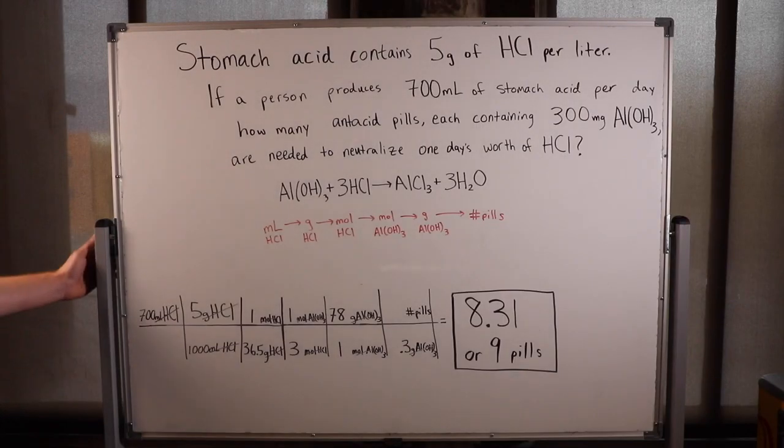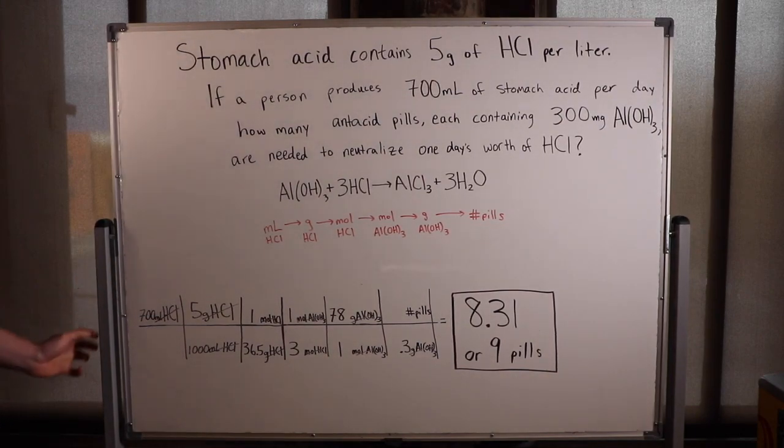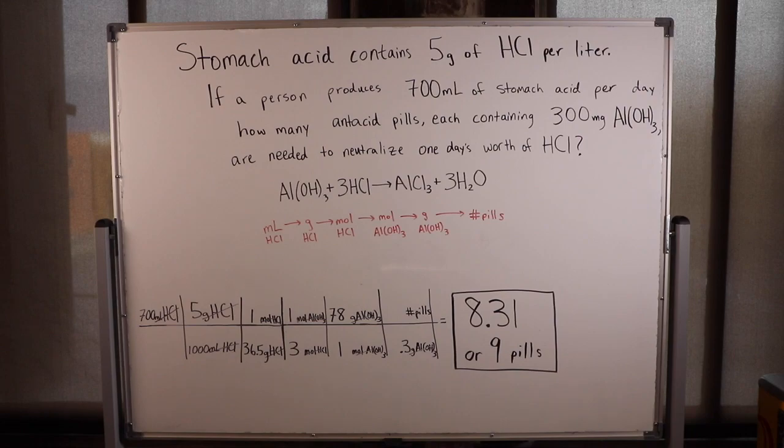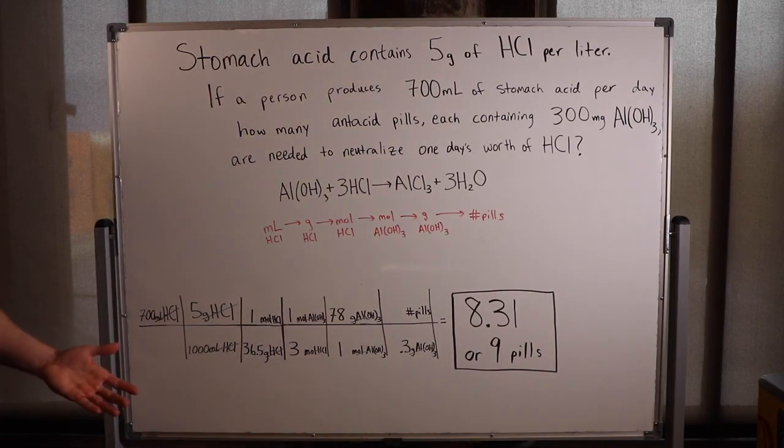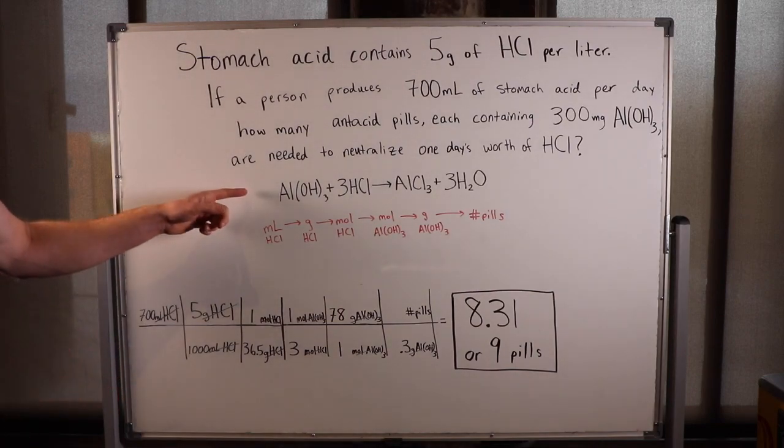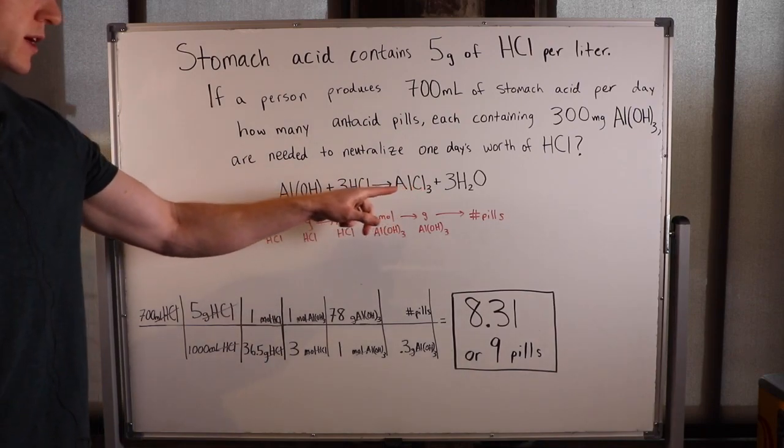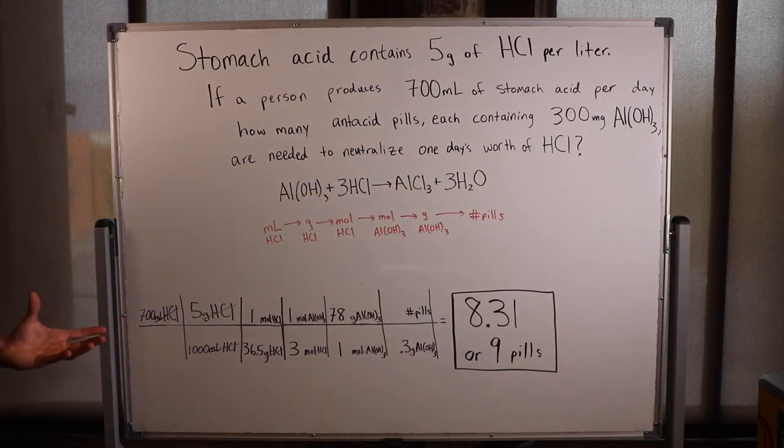Okay, so here we've got another stoichiometry problem. They say stomach acid contains 5 grams of HCl per liter. If a person produces 700 milliliters of stomach acid per day, how many antacid pills, if they each contain 300 milligrams of aluminum hydroxide, are needed to neutralize 1 whole day's worth of HCl? So they gave us the total balanced chemical equation here, so that really helps us out.